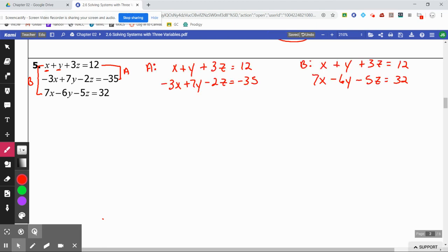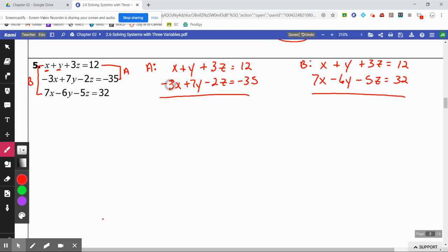Now the next decision you're going to have to make is, okay, what variable am I eliminating? Do I want to get rid of the x's, y's, or z's? Now the x's or y's, since you have a single x here and a single y, would be pretty easy to get rid of. However, the z's I'd probably stay away from because you're going to have to change both of your equations. So it does not matter, just pick one, but make sure that whatever variable you choose, you eliminate the same variable in both. We'll go ahead and eliminate the x's in both.